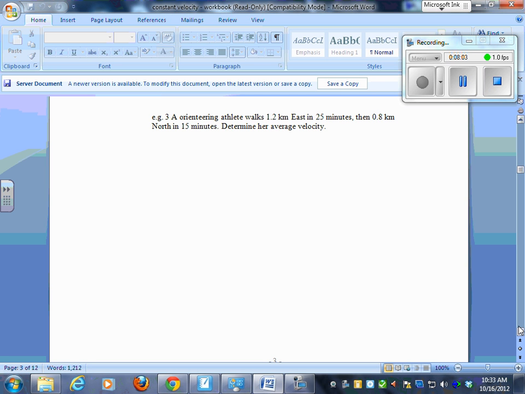An orienteering athlete walks 1.2 kilometers east in 25 minutes and then 0.8 kilometers north. So what's different about this one? It's not positive and negative anymore, it's east and then north.